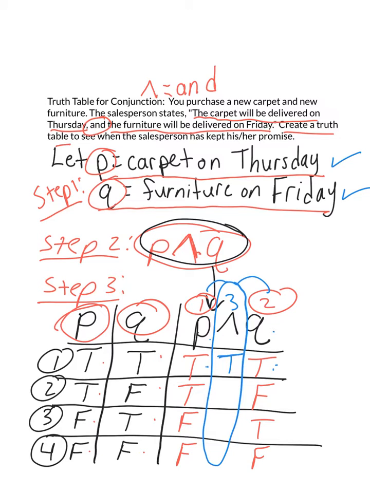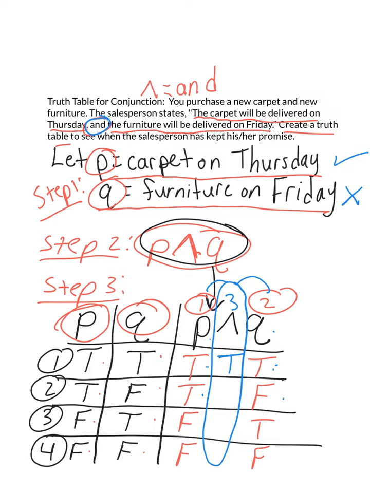Line 2. P is true, but Q is false. If P is true, that means that the carpet does come on Thursday. However, if Q is false, that means that the furniture does not arrive on Friday. And is a very strict word, and you'll see this kind of analyzing of semantics and wording in the legal realm a lot. So when people are writing contracts about how money will be distributed, like with wills, they have to be very careful what word choices they use. So legally, in real life, if you use the word and, you have to be very, very careful, and we're going to see why here.